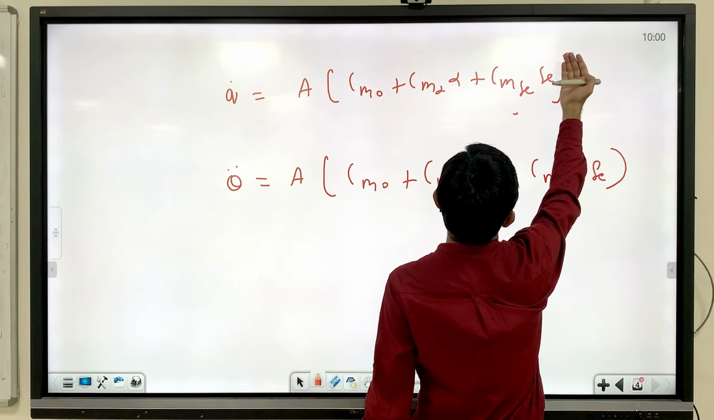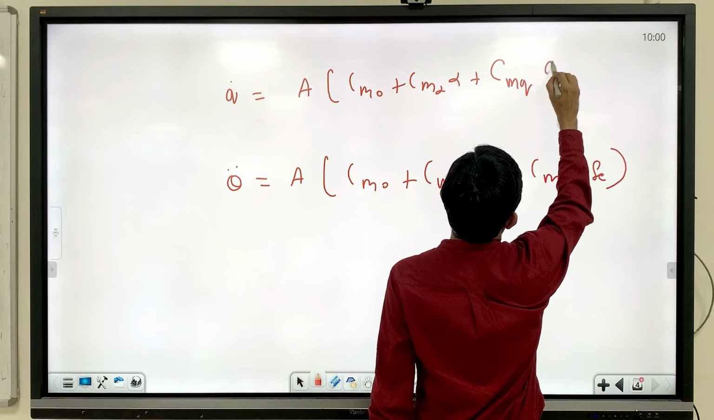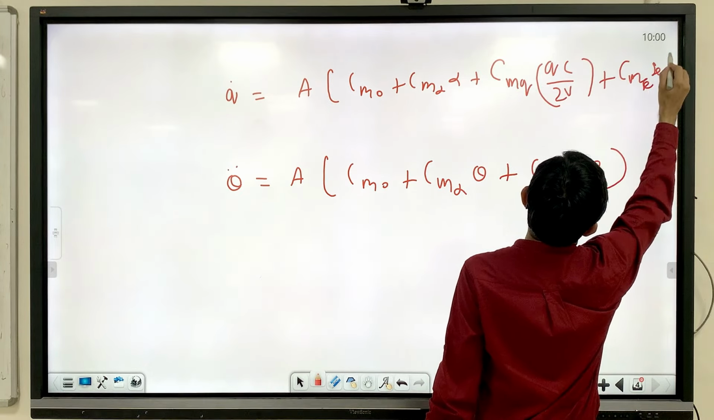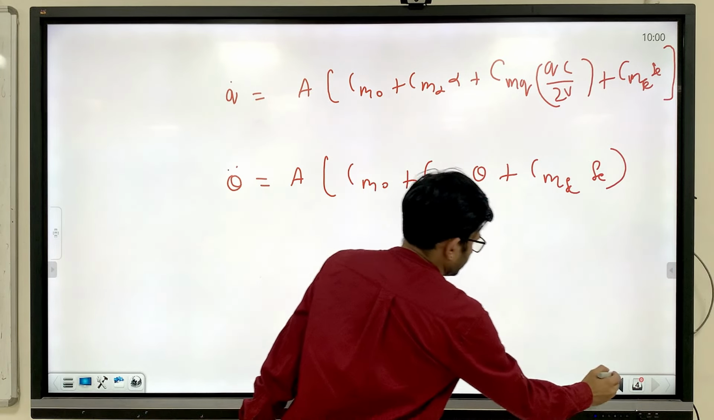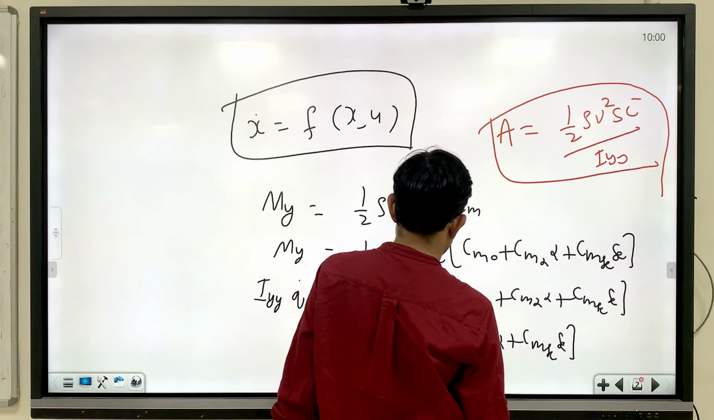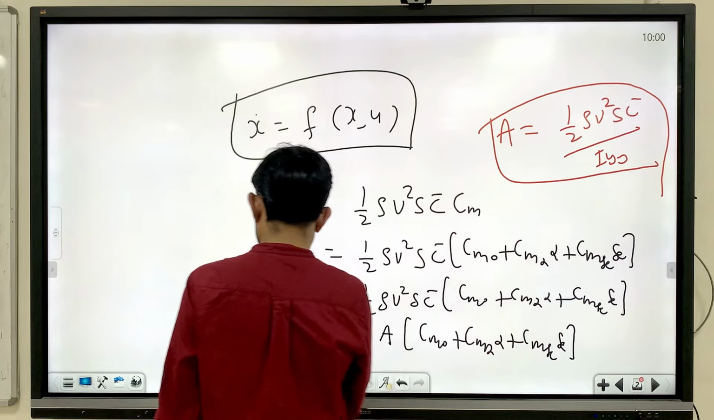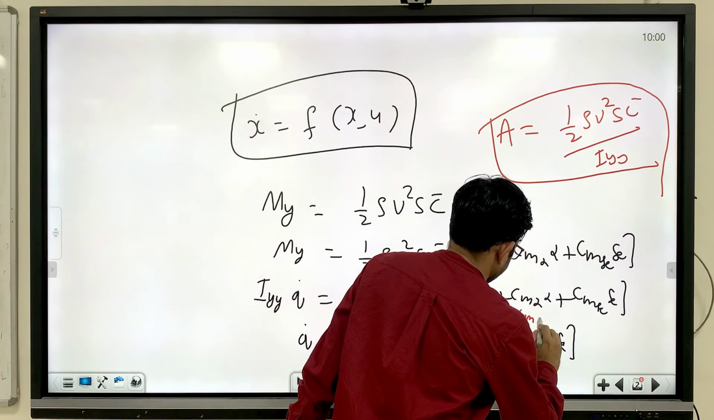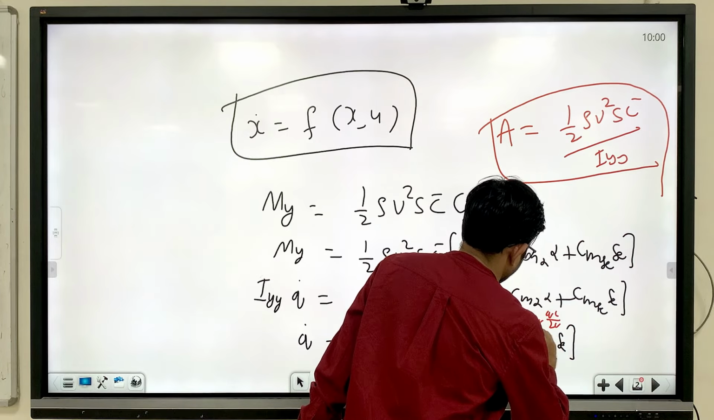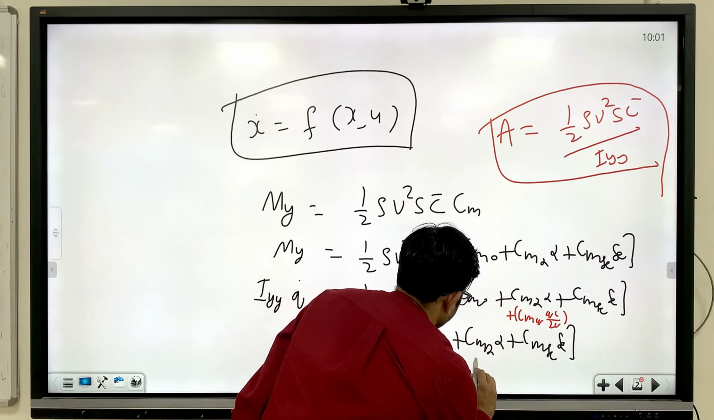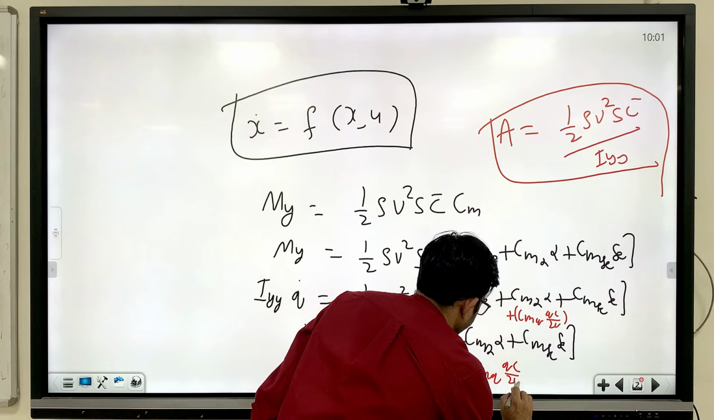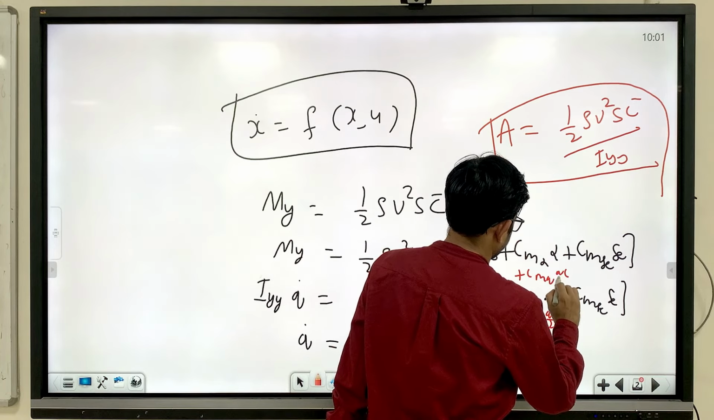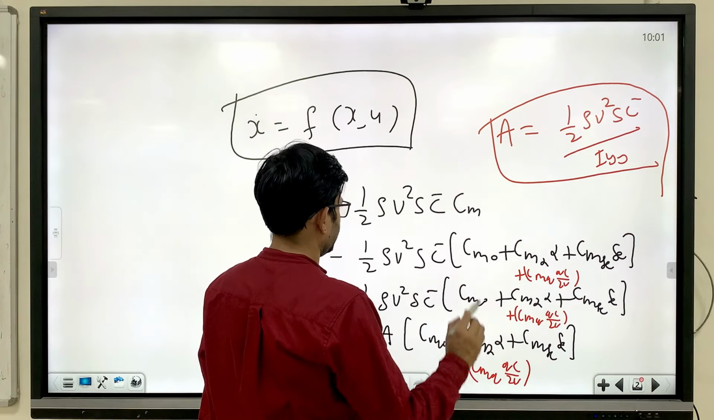And you will write one more term here, CMQ QC divided by 2V. So here also you can add this term, plus CMQ QC divided by 2V. You add these two terms.